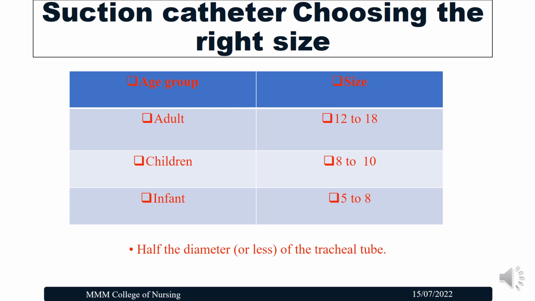How will we select the suction catheter using the right size? If it is an adult, we can use a size between 12 French to 18 French. If it is a child, the size varies from 8 French to 10 French, and in case of an infant, the size varies from 5 French to 8 French. So always we select a suction catheter half the diameter or less of the tracheal tube. So what is the ideal size? Half the size of the tracheal tube will be selected for the suction catheter.